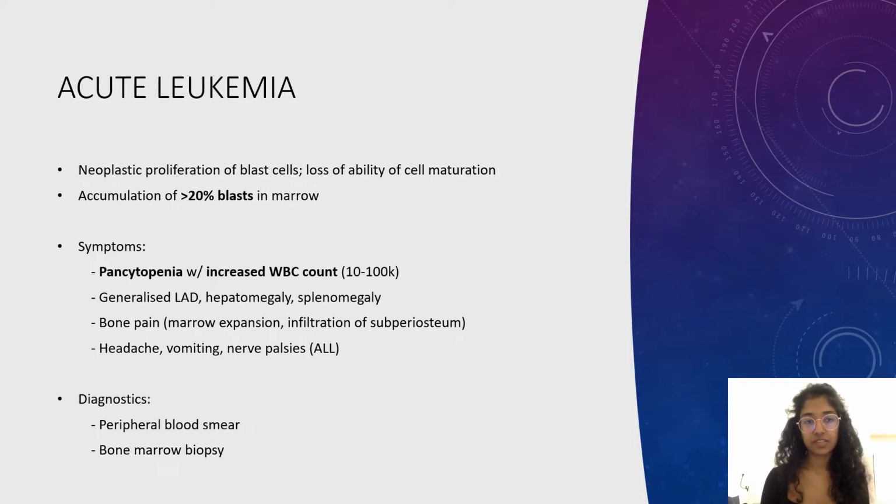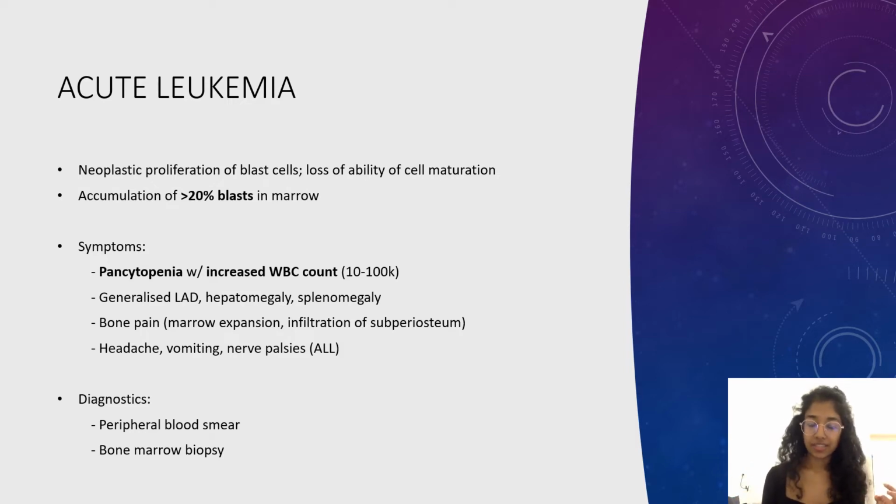Symptoms of these include pancytopenia, so you'll have anemia, which is a decrease in red blood cells. You'll have neutropenia, which will lead to an increase in the risk of getting infections. And you'll also have thrombocytopenia, which will lead to bleeding disorders. And so you'll have fewer functional cells present inside the patient's blood, but there will be an increase in the white blood cell count, which means your immature cells will be increased in number inside the blood.